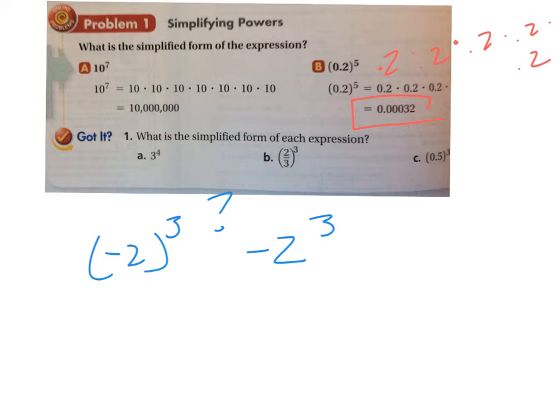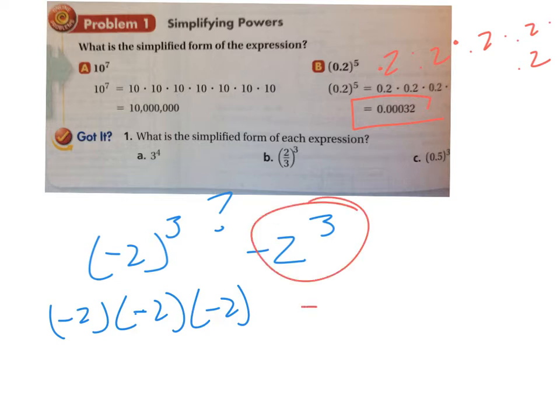So this one is negative 2 times negative 2 times negative 2. And then this one on the right is the negative of, notice now this time I'm adding parentheses, 2 times 2 times 2. It says apply the negative afterwards. The negative does not go with the power. You're going to find in this case we're going to get the same answer anyway. So we have negative 2 times negative 2, positive 4, times negative 2 gives us our negative 8. Over here, 2 times 2 is 4, times 2 is 8, so negative 8.